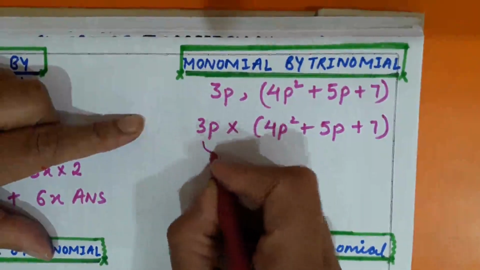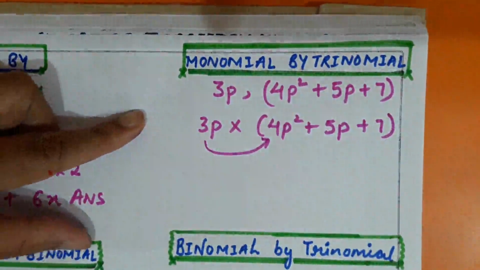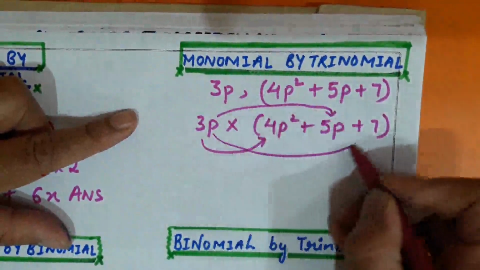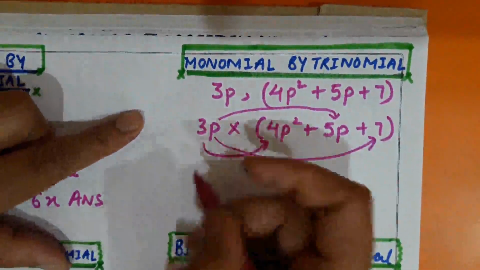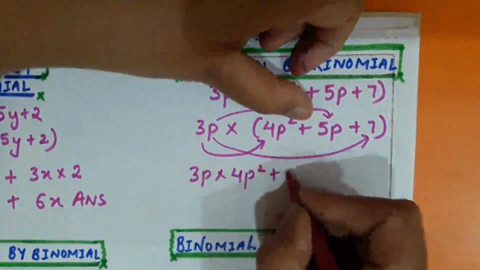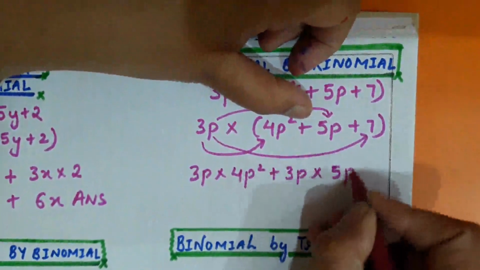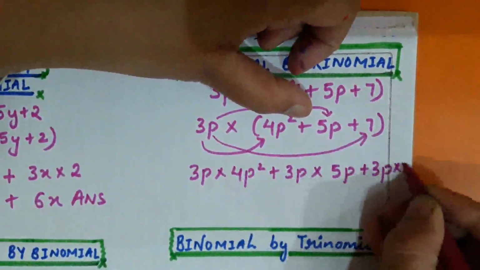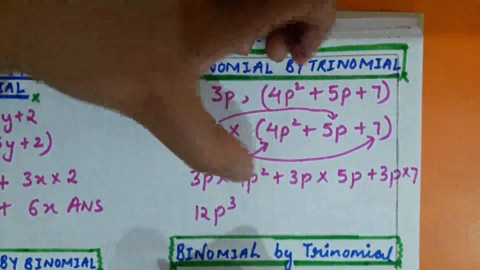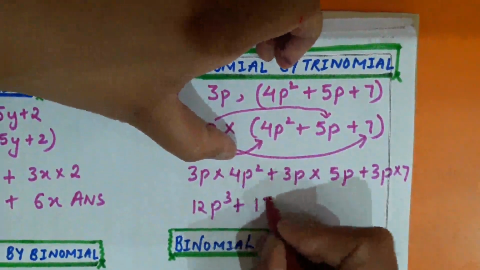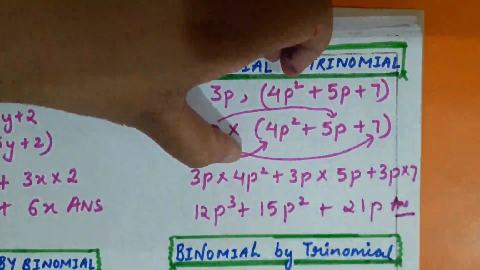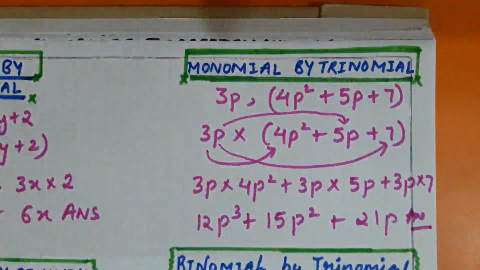So this 3p is going to multiply with 4p square, this 3p is going to multiply with 5p, and this 3p is going to multiply with 7 also. So let's multiply: 3p multiplied by 4p square plus 3p multiplied by 5p plus 3p multiplied by 7. It gives you 12p cube, because here 1, here 2, it gives you 3. 15p square plus 21p. So this will be your answer. Okay, now let's move to the next topic.